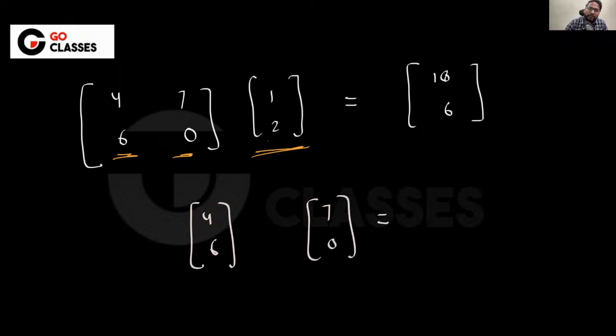How to take the linear combination? Just write the coefficients from this vector, which is 1 and 2. If you do so, then this is 4 plus 14, which is 18, and then this is 6 plus 0, which is 6. Very easy, right? You can easily find out using the linear combination. Let me know if that is clear to everyone.